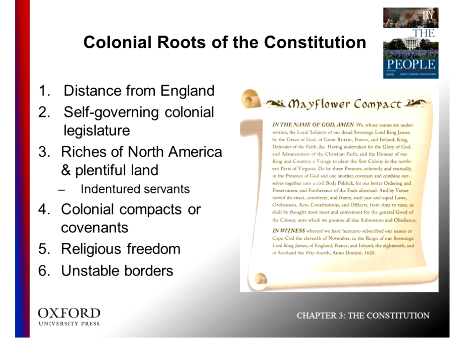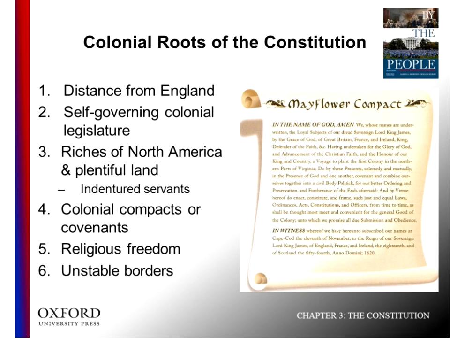The fourth is that of colonial compacts or covenants. This is really important because, starting from the Mayflower Compact, which you see here on the slide, many of the colonists, when they arrived, agreed that they would pledge to work together, signing a mutual agreement that would allow them to solve their problems peacefully, to determine leadership, to determine work trials. They really decided to write down the rules of the society. And essentially, when you look at our Constitution, that's what it is. It's the founders writing down the rules of what our society should look like.